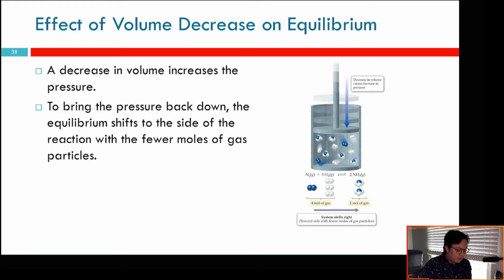So let's say we decrease our volume. We've increased the pressure. The atoms and molecules in the system, they don't want to be at this high pressure. So to bring the pressure back down, the equilibrium will shift to the side of the reaction with fewer moles of gas.